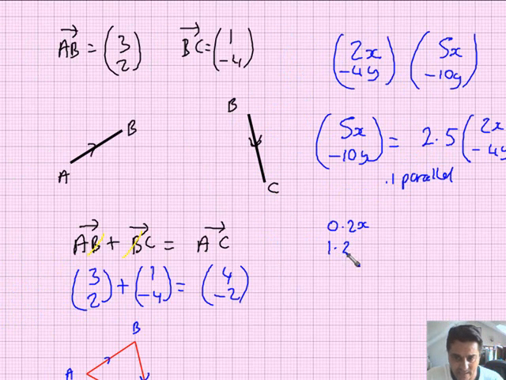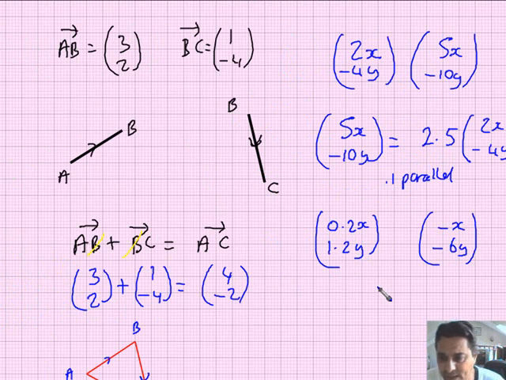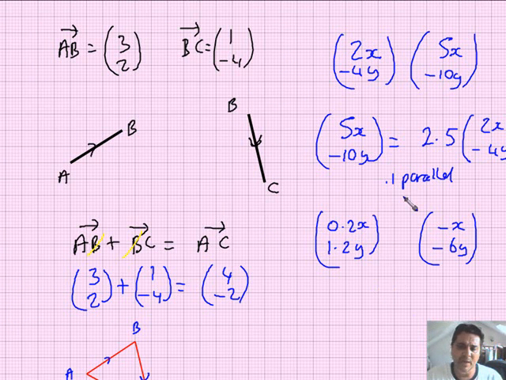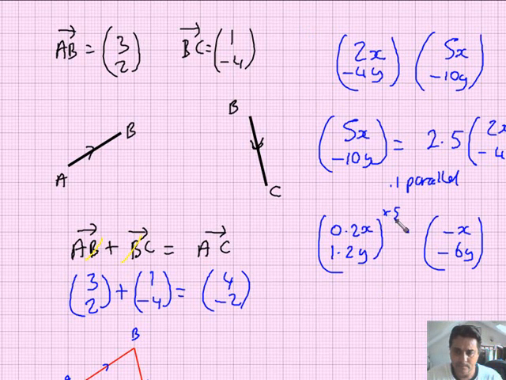I've got 0.2x and 1.2y. I've got that, and I'm being parallel but opposite to minus x and minus 6y. Well, ignore the signs for the moment. I can see that if I multiply 0.2 times 5, I will get 1. If I multiply 1.2 by 5, because 12 5s are 60, 1.2 times 5 will be 6. So I know for sure they're parallel. Now, if I can take out a common factor to get from x and 6y down to 0.2x and 1.2y, then I've proved it all the more.